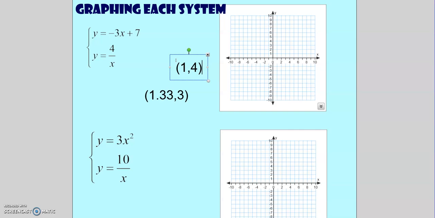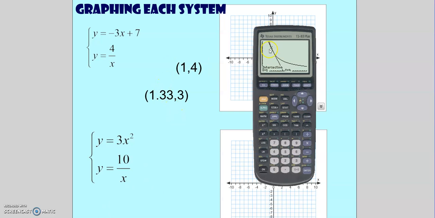So you just have to make sure you're looking at all of the information the calculator is giving you. Up here it'll tell you what line the cursor is on, and then down here it'll give you your ordered pair. Okay, so let's try that again with our second one. So I'll go back to my y equals, and I'm going to change that to be 3x squared. Arrow down and change this one to be 10 over x, and then I'll graph that.